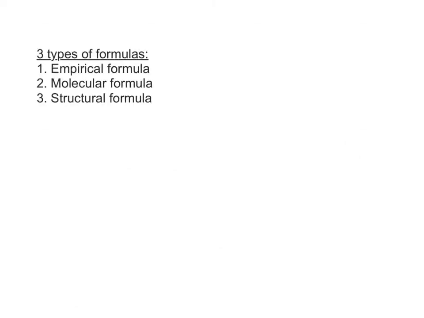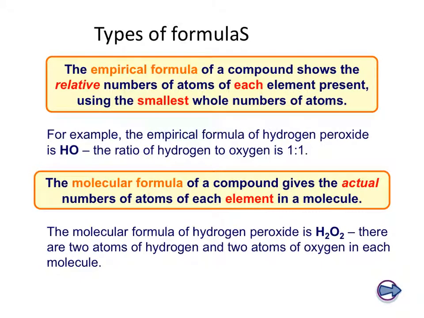Types of formulas. There are three types of formula: empirical, molecular, and structural. Now, the empirical formula of a compound shows the relative number of atoms of each element present using the smallest whole number. So what we're talking about here is the smallest whole number ratio. For example, the empirical formula of hydrogen peroxide is HO, which is a 1-to-1 relationship between hydrogen and oxygen.